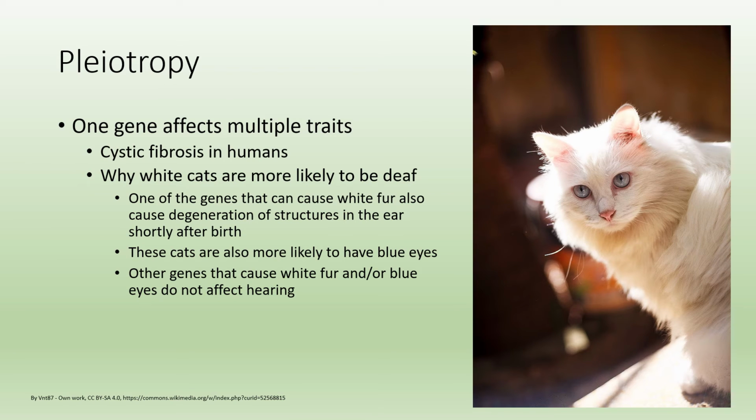Pleiotropy! Okay, so pleiotropy is when one gene affects multiple phenotypes. I have an example in humans, the cystic fibrosis gene. If you have an allele for cystic fibrosis, you're going to have problems with your lungs. This is what people think of when you think of cystic fibrosis. You think of a lot of mucus building up in the lungs. Gross. And it makes it kind of hard to breathe.